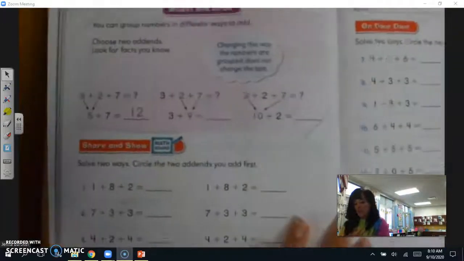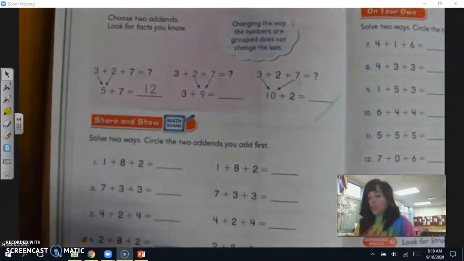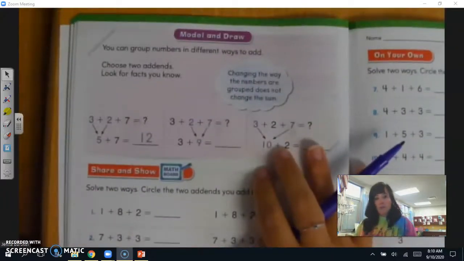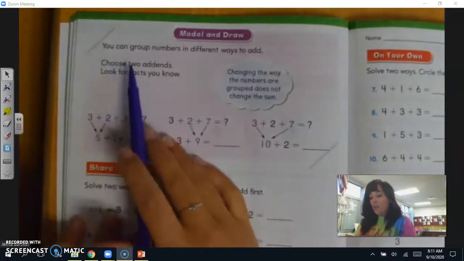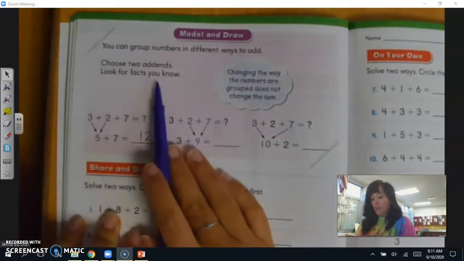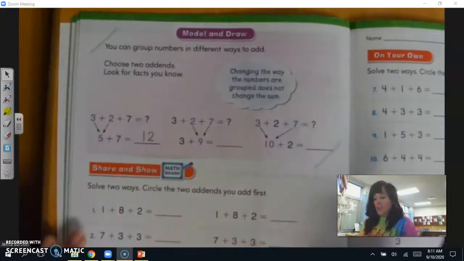That first one was pretty easy, wasn't it? All right, today it says you can group, let me show it to you. You can group numbers in different ways to add. Choose 2 addends, look for facts you know. Changing the way the numbers are grouped does not change the sum.